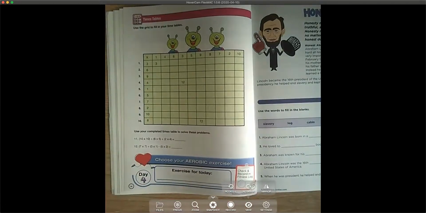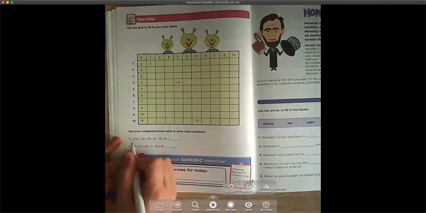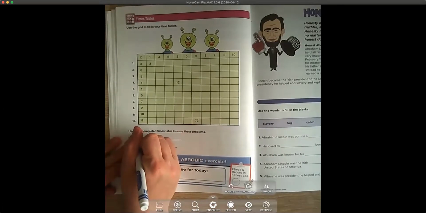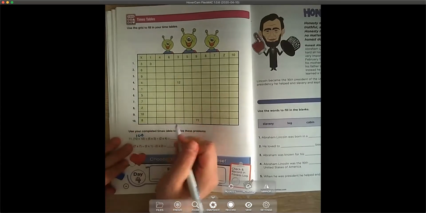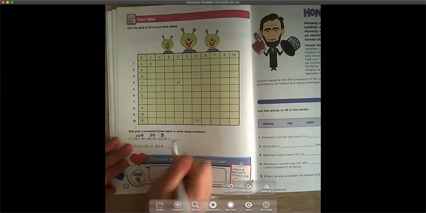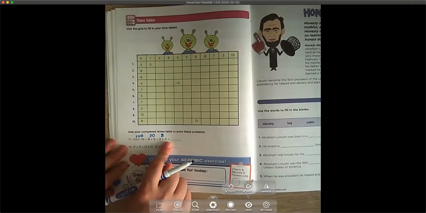For 11 and 12, the kids know that they need to solve the insides first. So for number 11, 10 times 10 we know is 100. 6 times 5 we know is 30. 4 times 2 we know is 8. And they would just simply add those together.